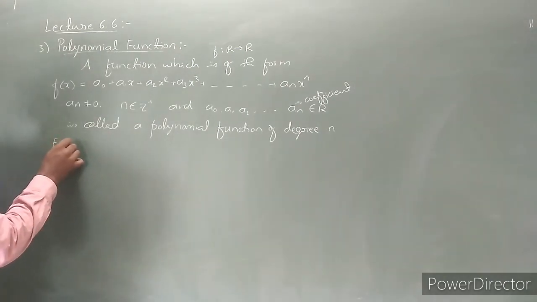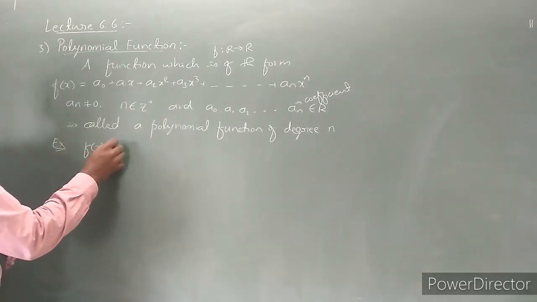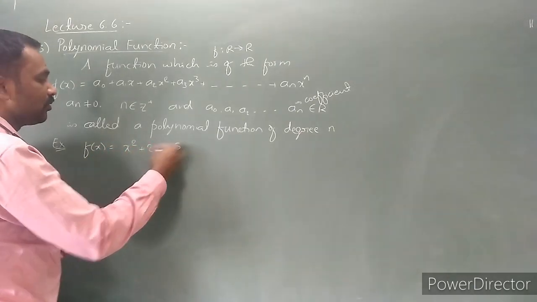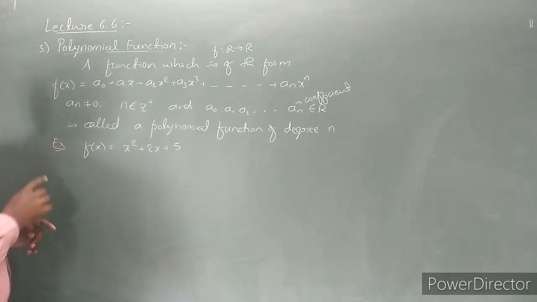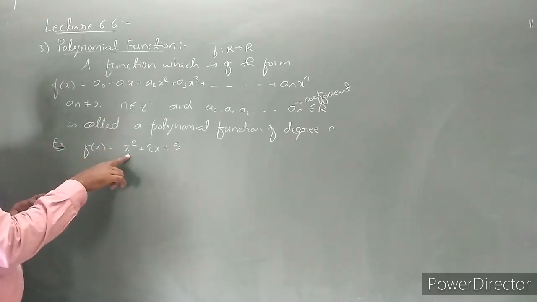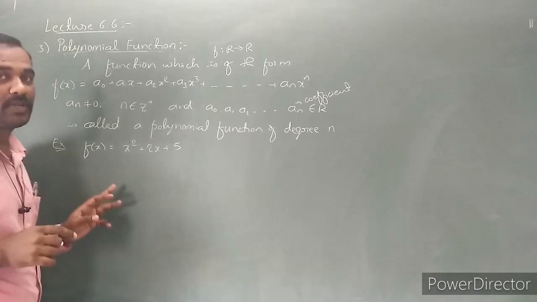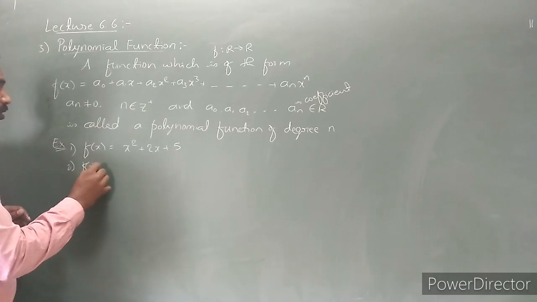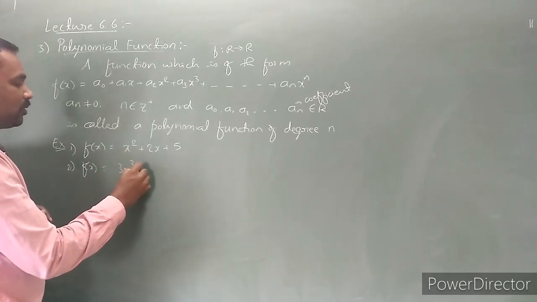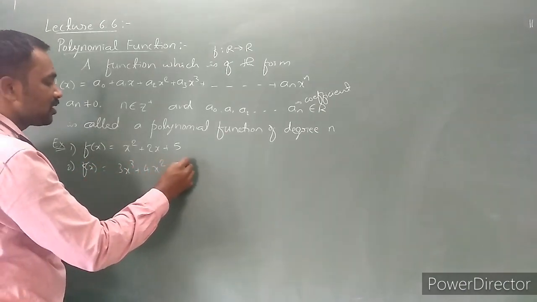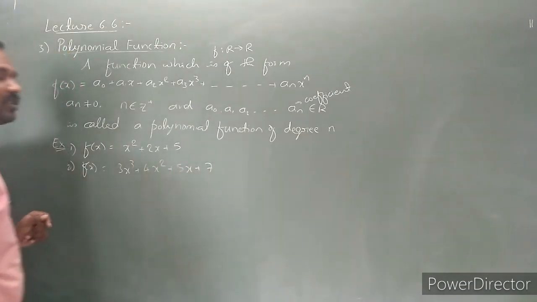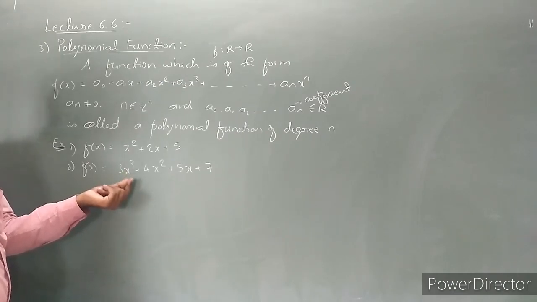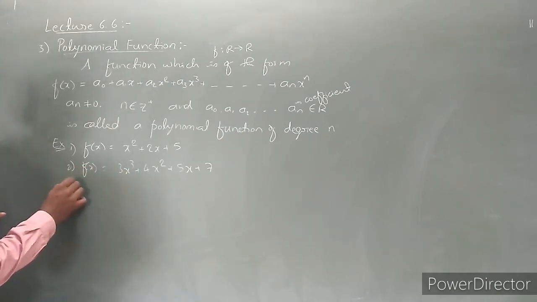Particularly, you can take examples. For example, f of x is equal to x square plus 2x plus 5. What is the highest power of the variable? The highest power of the variable is 2. Therefore, it is said to be a second degree polynomial function. Next, we can write f of x is equal to 3x cube plus 4x square plus 5x plus 7. This is also a polynomial function. What is the highest degree? 3. Therefore, it is a third degree polynomial function.